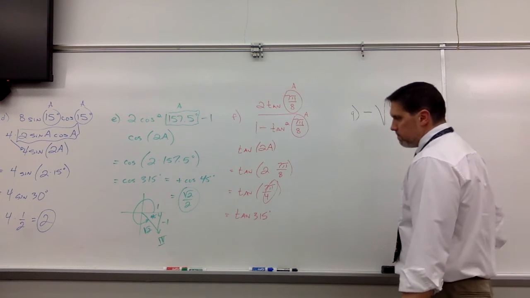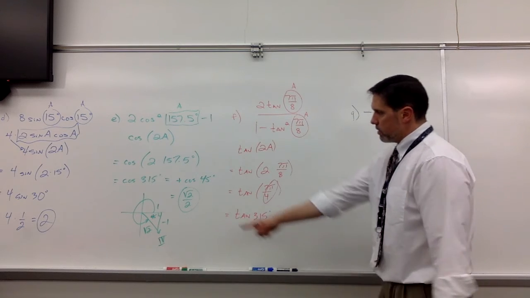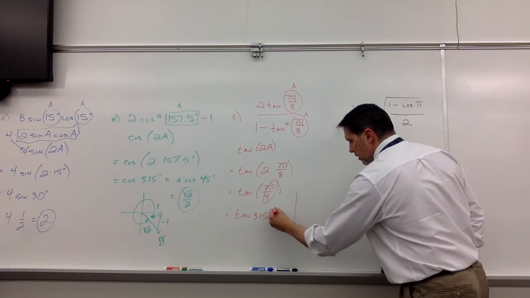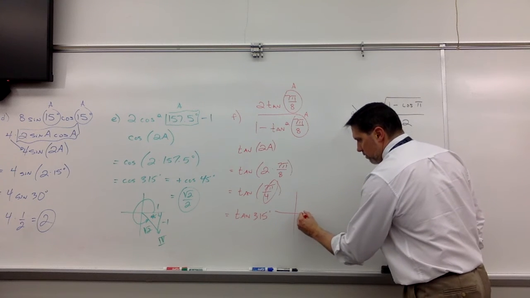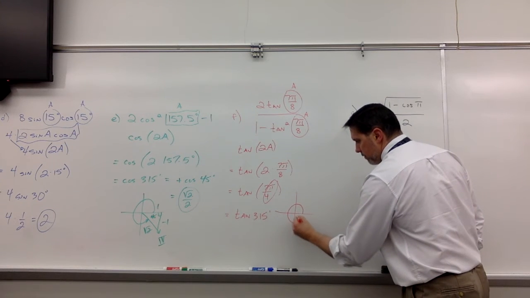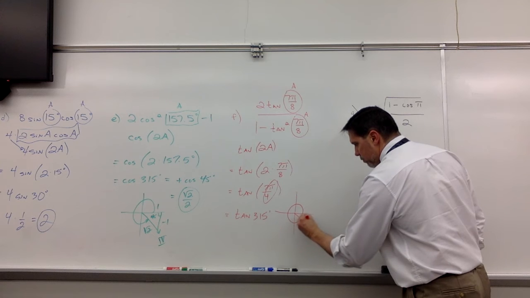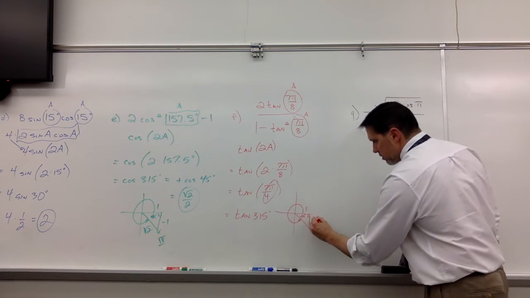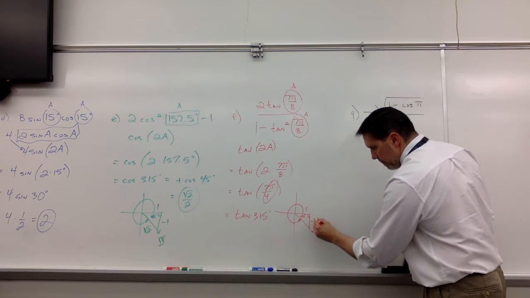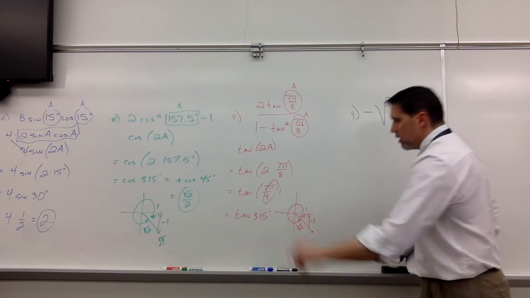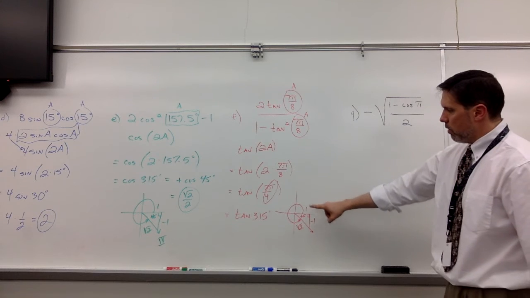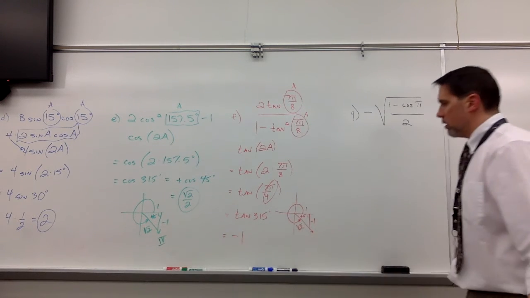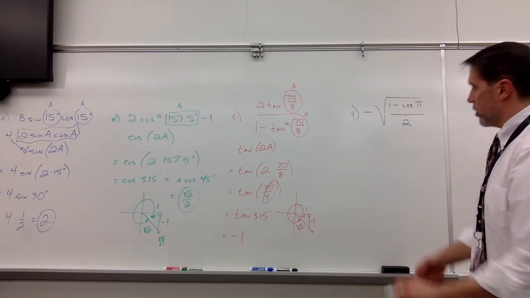Tangent 315. We could redraw the picture. Just look back there at the green, but that was in green. We need to draw it in red. So 315. Reference 45. Let's just use the triangle in quadrant 4. So 1, negative 1, square root of 2. Tangent is opposite over adjacent. So we're looking at negative 1, opposite over adjacent.